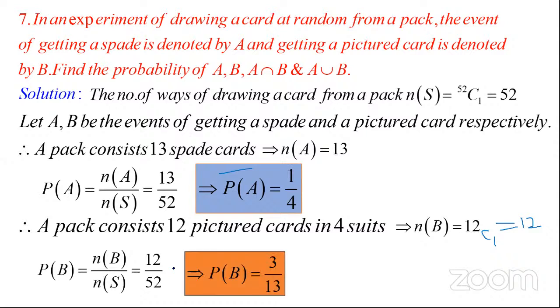You have to simplify this one. 4 threes are 12, 4 thirteens are 52. So P of B equal to 3 by 13. Here a pack consists of 12 picture cards, and 4 suits are there. The 4 suits are hearts, diamonds, spades, and clubs.